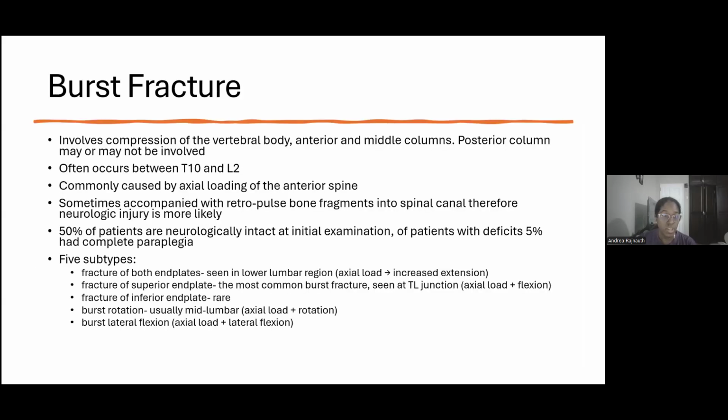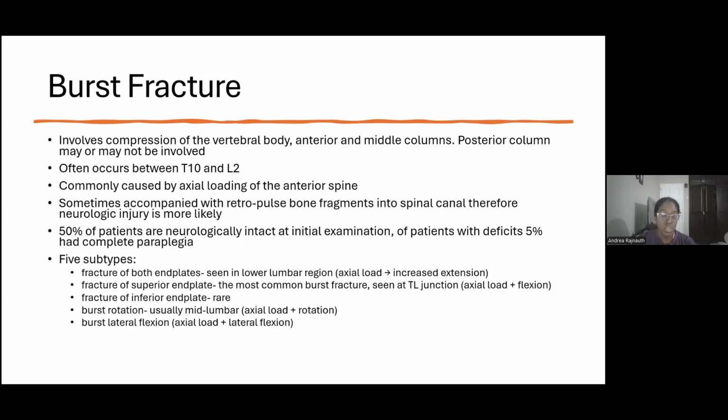We then have a burst fracture. This involves compression of the vertebral body, anterior and middle columns. The posterior column may or may not be involved. It often occurs between T10 and L2, commonly caused by axial loading of the anterior spine, right? Such as a fall, landing on the buttocks or lower extremities, where concentration of the axial forces is at the thoraco-lumbar junction. Sometimes it's accompanied with retropulsed bone fragments into the spinal canal, so therefore neurological injury is more common in this type of fracture.